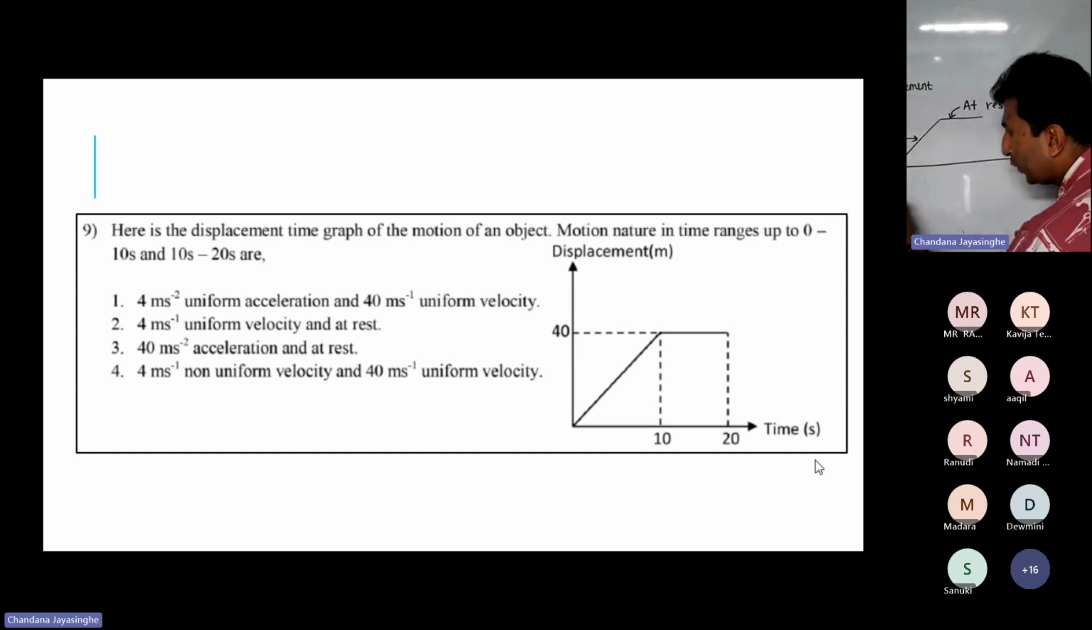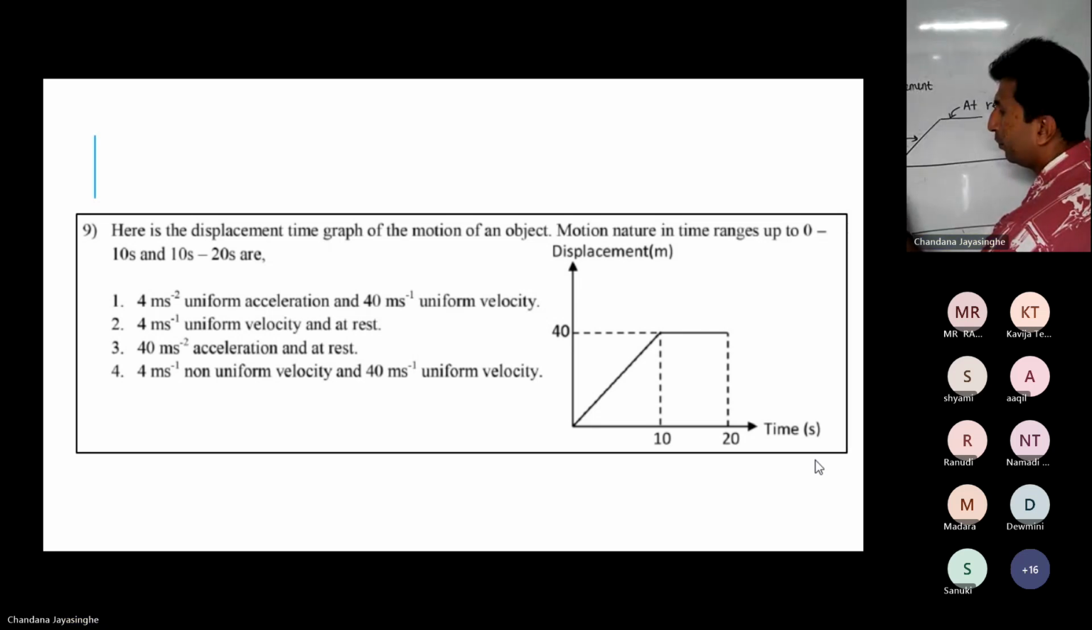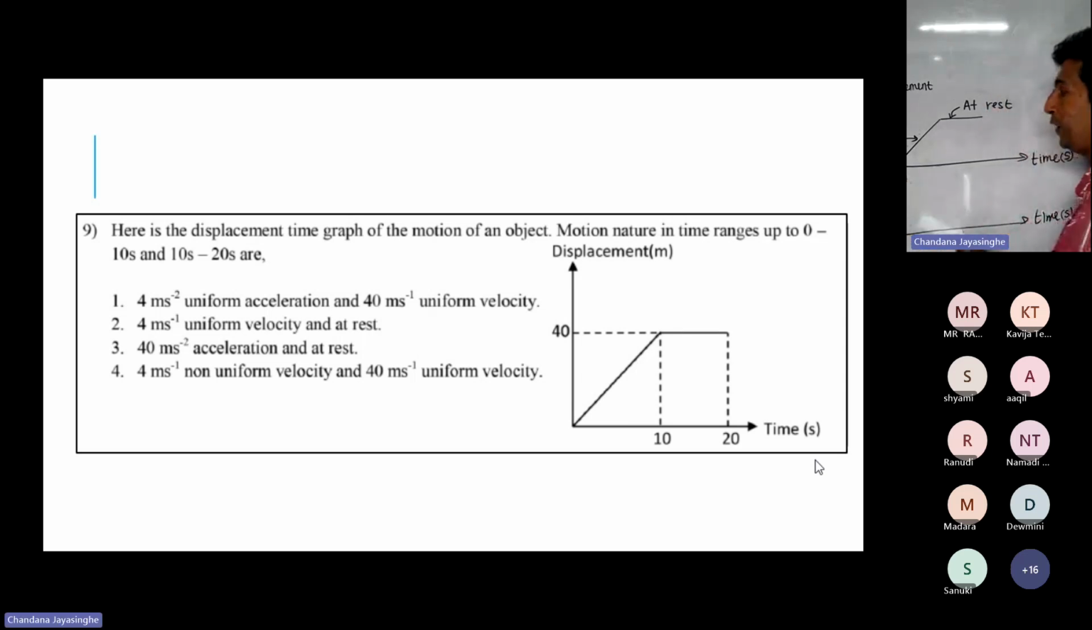Now when we go for the velocity time graph, here is the time in seconds, here is the velocity in meters per second. When we consider the velocity time graph, here it comes uniform acceleration. Parallel to the x-axis, this is called uniform velocity. And here we name it uniform deceleration.